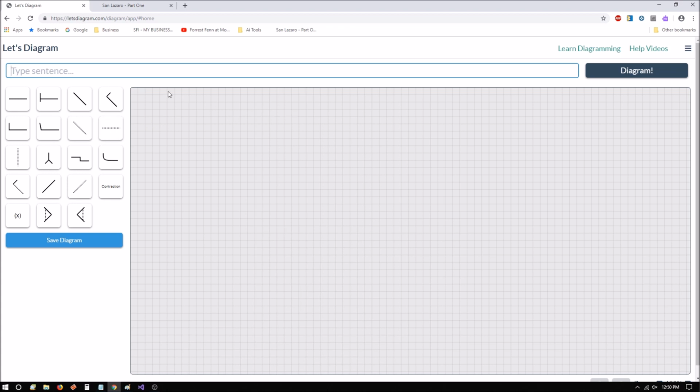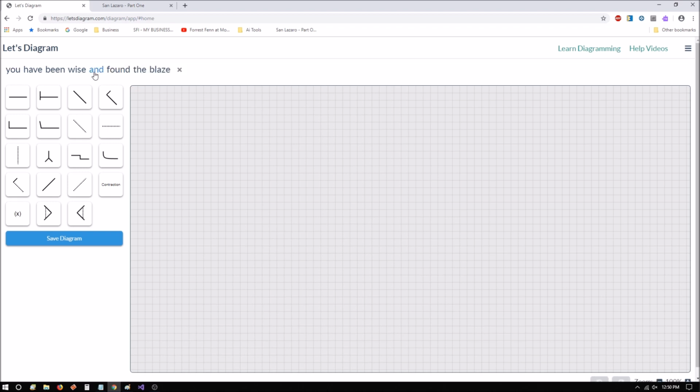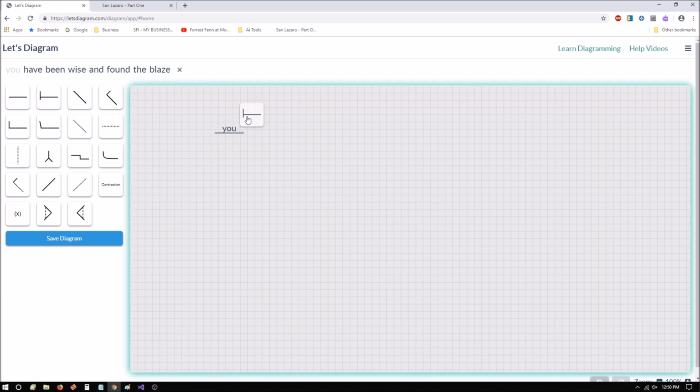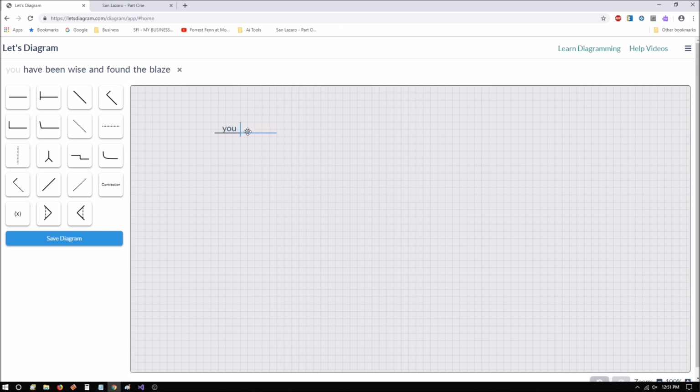And I mean, the correct way, I suppose, to do that diagram would be this: you have been wise and found the blaze. Okay, so the subject is you, and then what I should have done, okay, was put this there by itself. Actually, I'm saying I should have done. I still don't know whether that's absolutely the correct way.